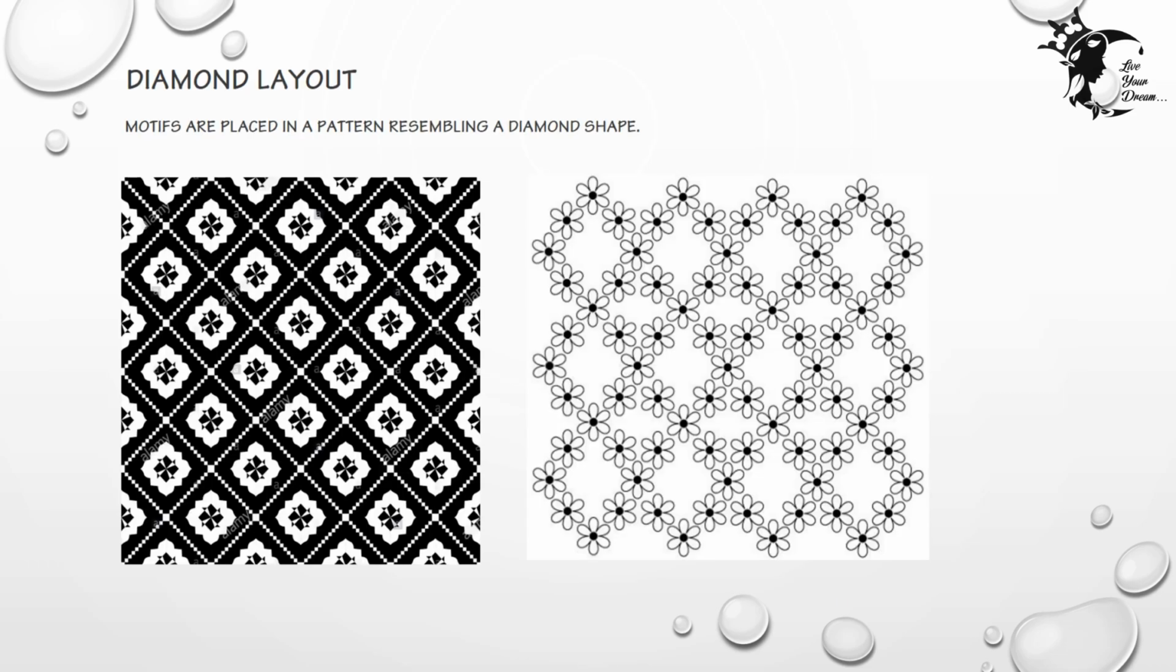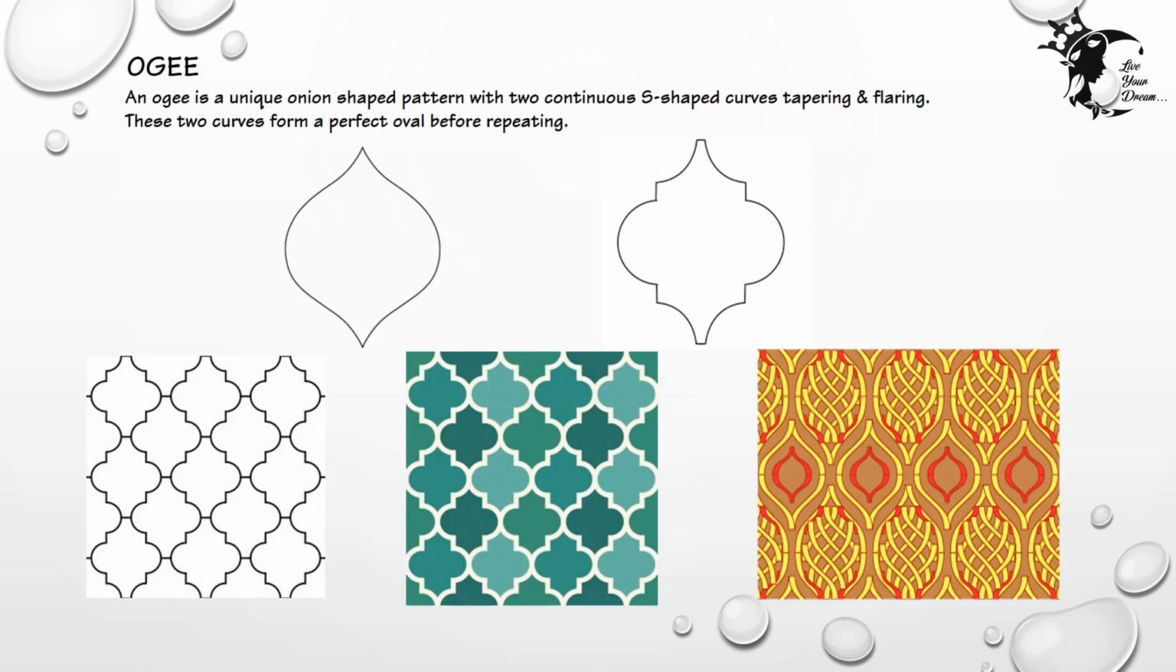Diamond layout. In this layout, motifs are placed in a pattern resembling a diamond shape, a pattern whose elements are arranged along diagonal lines. The motifs can be as simple as one diamond put into half drop or half brick repeat, or each diamond can be a combination of small motifs. Ogee is a unique onion-shaped pattern with two continuous S-shaped curves tapering and flaring. These two curves form a perfect oval before repeating. They can be modern and sleek when used in apparel, large and elaborate in home furnishing fabrics.